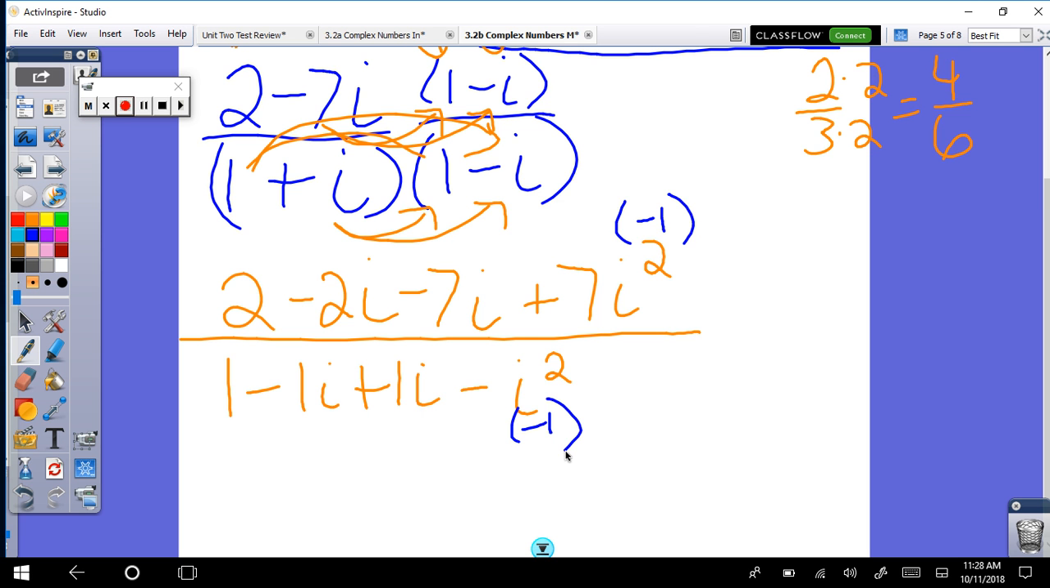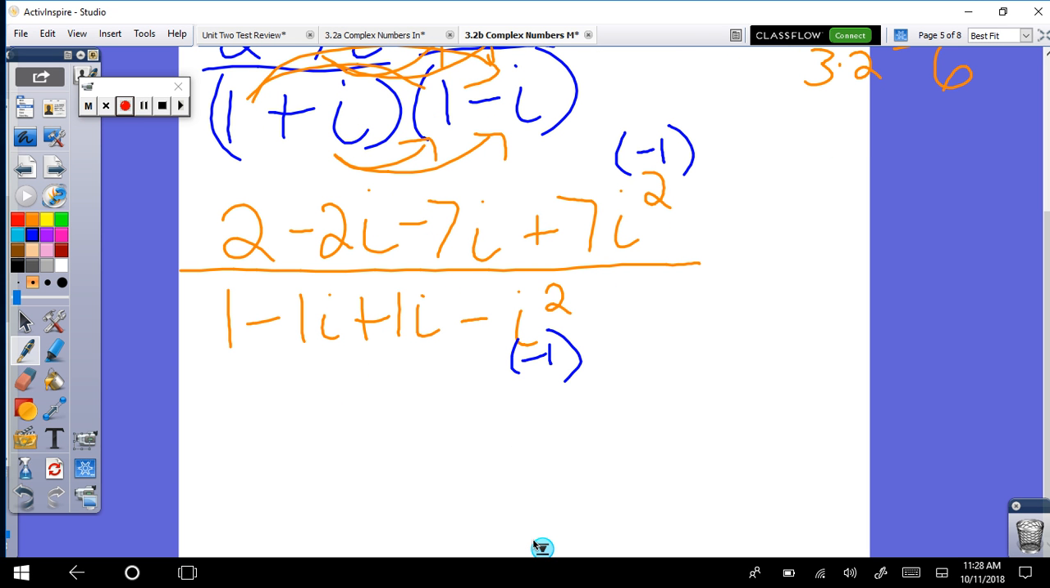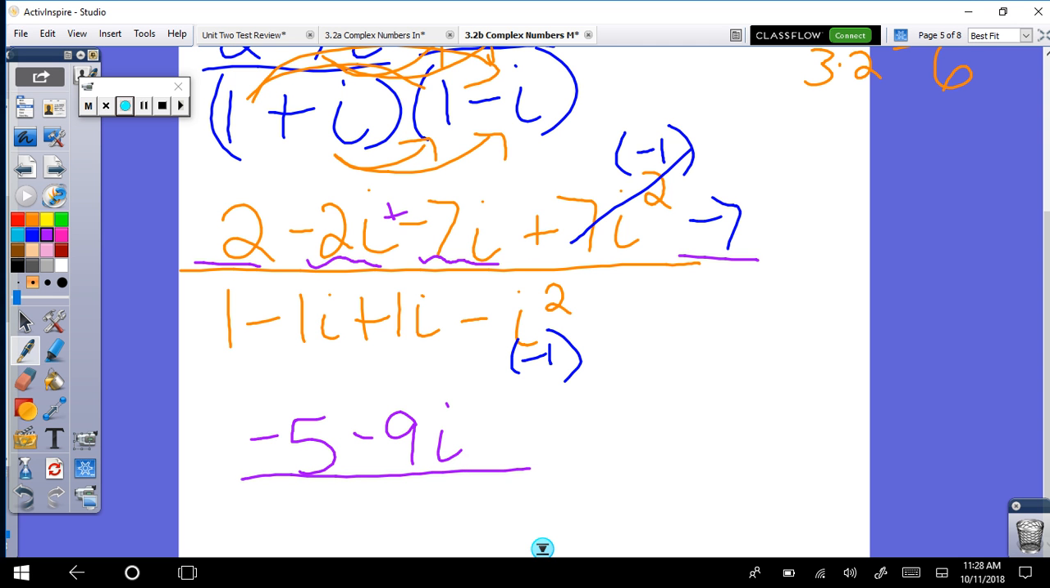On the top, I'm going to combine like terms. I'm actually going to get 7 times negative 1 is going to be negative 7. So 2 minus 7 will be negative 5. And negative 2I minus 7I, negative 2 plus negative 7, will be negative 9I. All over negative 1I plus I reduces, and that's what I wanted it to be. So I cancel that. Then I have negative minus negative 1. Really, this becomes plus 1. So I have 1 plus 1 is 2.